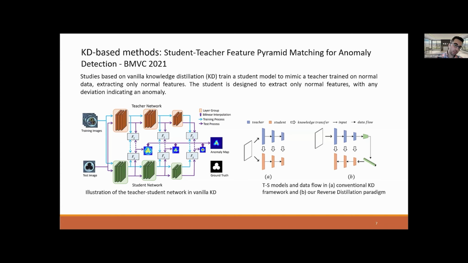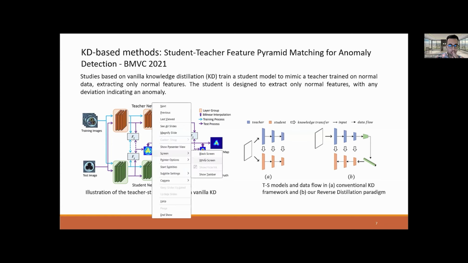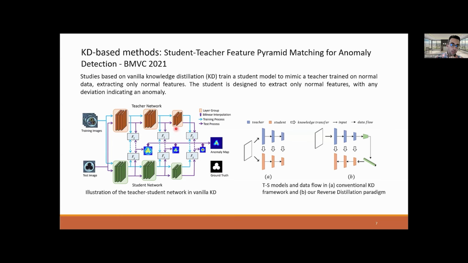So this is the case also in studies based on knowledge distillation. Even in these studies, we only use the normal data to train our network. And then at inference time, we use some kind of error between different feature maps to achieve the goal of anomaly detection. So let me explain how knowledge distillation works for anomaly detection.